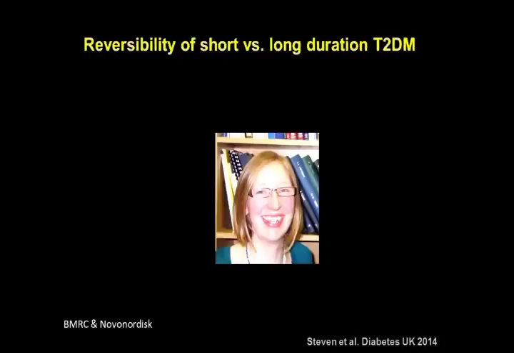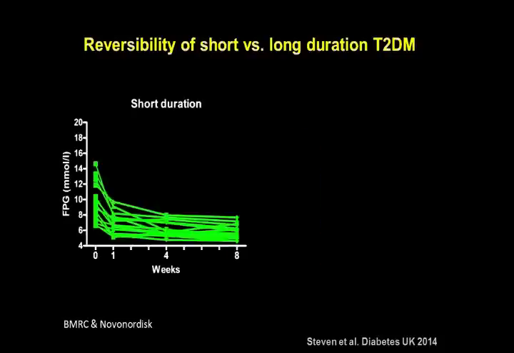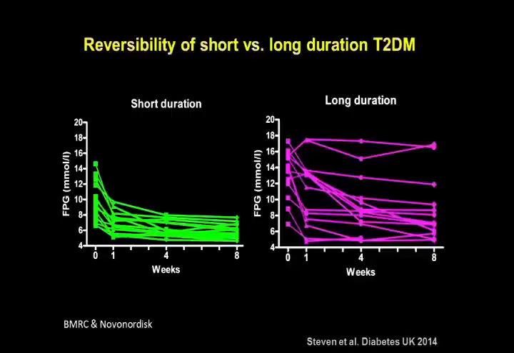Now, in order to answer that, Sarah Stephen joined me as research fellow, and she carried out a magnificent study funded by the Biomedical Research Centre on the Centre for Ageing and Vitality and Novo Nordisk. And what she did was to examine people, again with less than 4 years duration of diabetes, in 15 people this time, and she reproduced Elam's findings. The average blood glucose at the end of the 8 weeks was 5.8 millimole per litre.